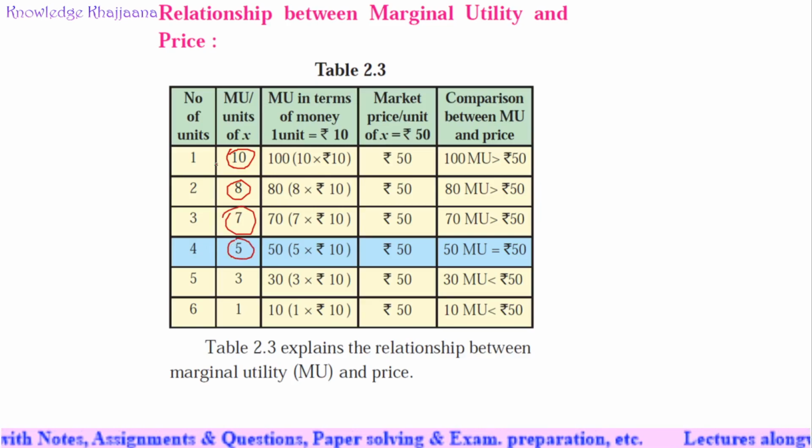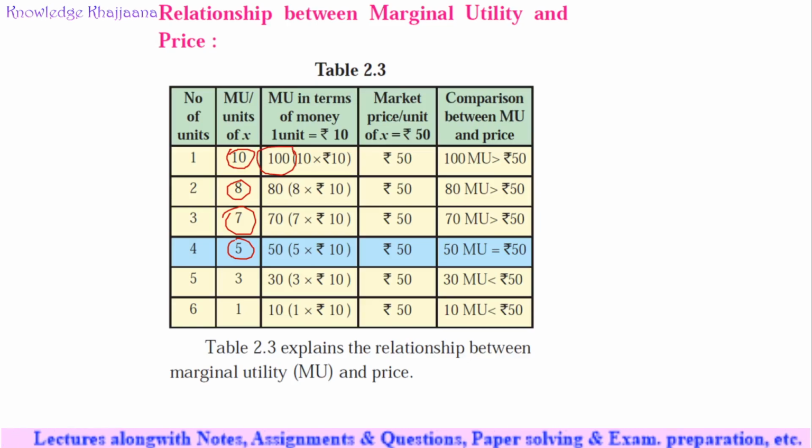Okay, then see, when you get 10 utils of utility with the consumption of the first unit, what is the price of one utility? One utility is rupees 10. So when you consume the first unit, and the price of a unit is 10 and the marginal utility is rupees 10, then what is the marginal utility in terms of money?